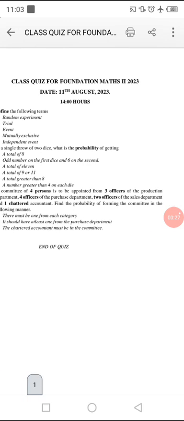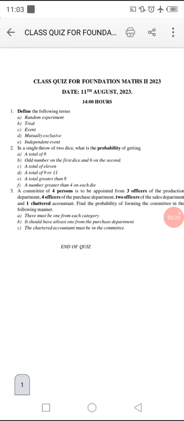So on question number 3, we are told a committee of 4 persons is to be appointed from 3 officers of the production department, 4 officers of the purchase department, 2 officers of the sales department, and 1 chartered accountant.